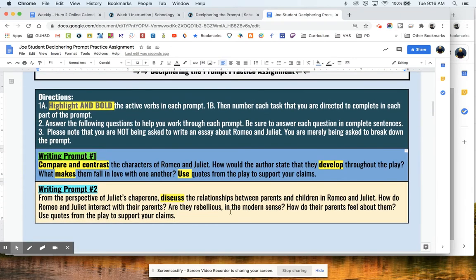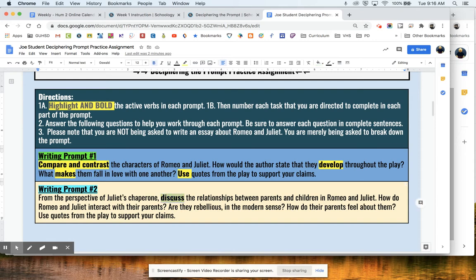Now again, these are not the best writing prompts. So we're looking at these so that they're a model of how students can survive if a teacher gives them a question that's poorly worded. What common sense can they use to figure out what they're supposed to do? So for the prompt number 2, from the perspective of Juliet's chaperone, discuss the relationships between the parents and children in Romeo and Juliet. How do Romeo and Juliet interact with their parents? Are they rebellious in the modern sense? How do their parents feel about them? Use quotes from the play to support your claims.